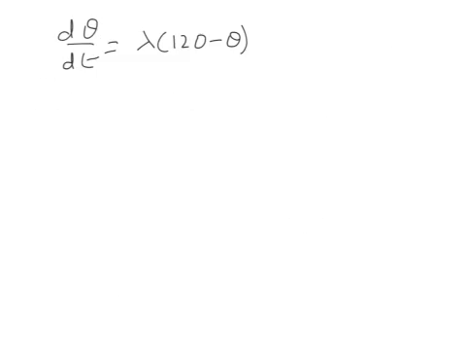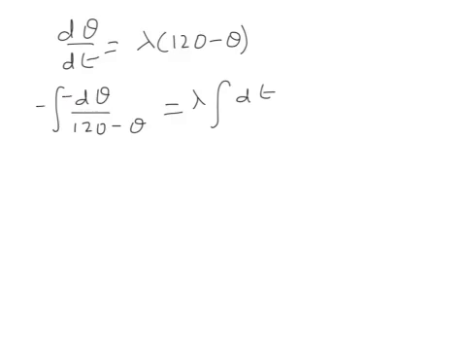Now question 3 asks you to solve the equation. So to do that we separate the variables. So it's d theta over 120 minus theta equals dt, and obviously that's lambda dt there. Now if we differentiate the bottom here, it nearly makes the top. It would do if there was a minus sign there, so let's put a minus sign in like that. We can now integrate, so we get minus ln 120 minus theta equals lambda t plus c.